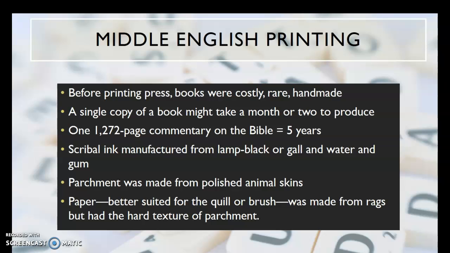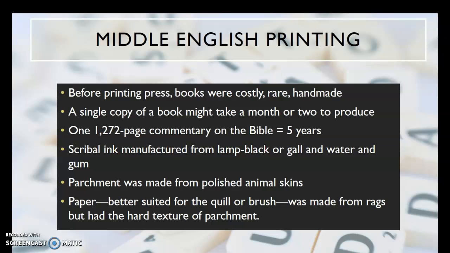Before the printing press, however, books were a rare, expensive commodity that few could afford, which is another factor in the slow spread of literacy in medieval England. A single copy of a book could have taken a trained scribe working 12 hours a day a month or two to produce. One astonishing record that we found was a commentary on the Bible that was about 1,272 pages long, and that commentary took 2 scribes 5 years to complete.